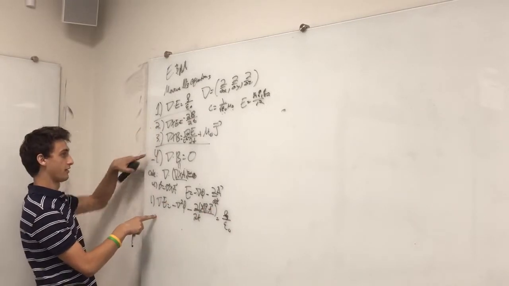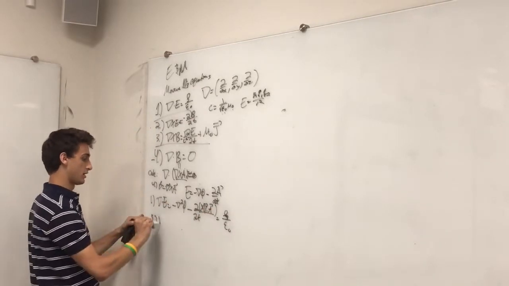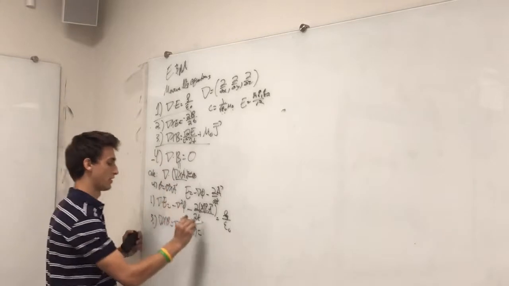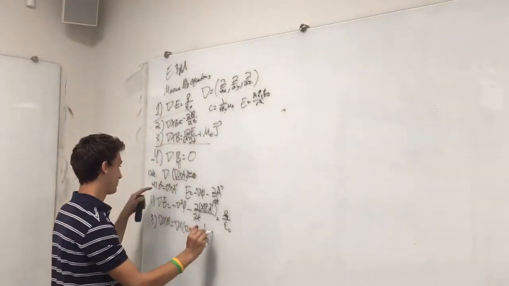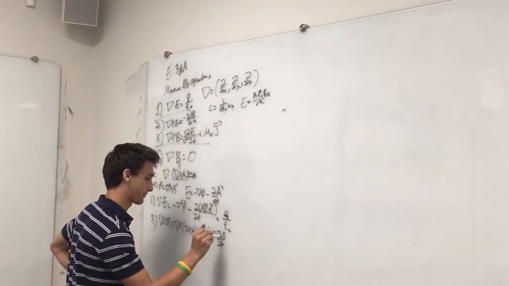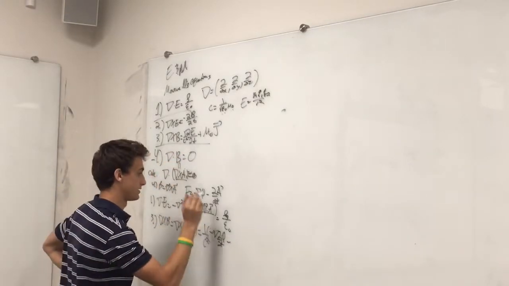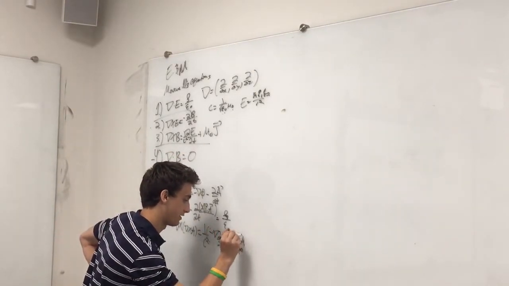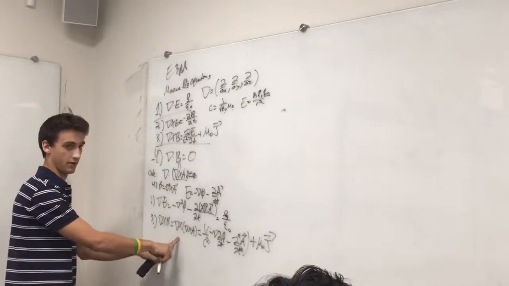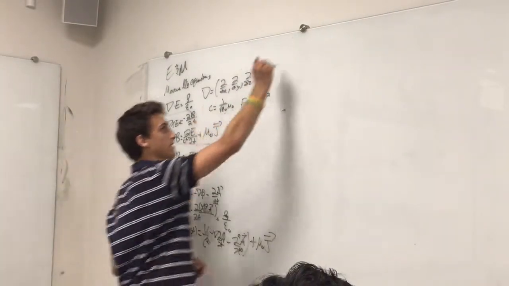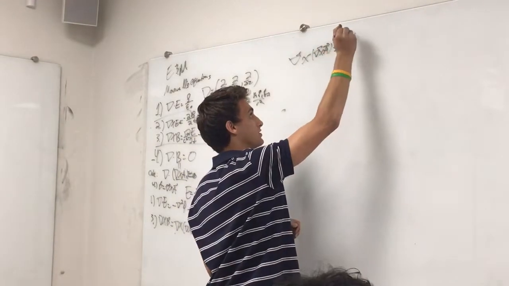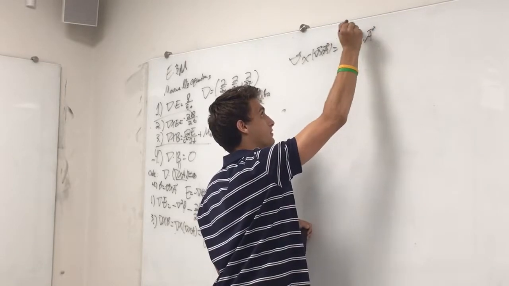Now we're going to plug it in for 3. So del cross B is just del cross del cross A equals 1 over c squared, plugging in E, we get minus the time derivative of del phi minus the second time derivative of A, plus mu naught J. And by Calc 3, another identity of Calc 3 gives rise to this expression.